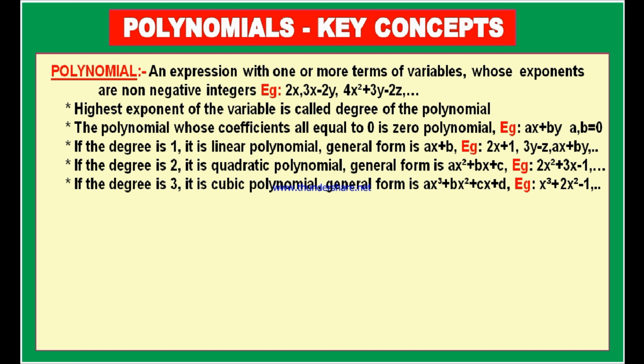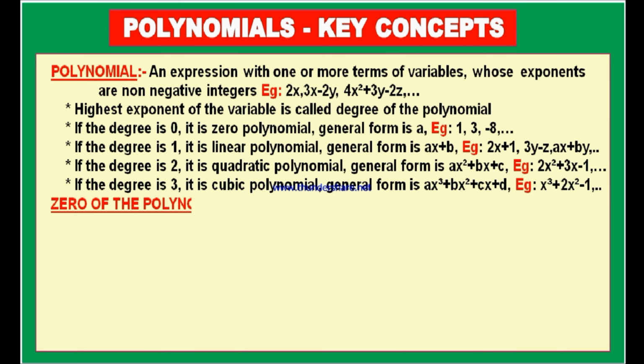Now you learn these general forms. The general form of a linear polynomial is ax plus b where a is not equal to 0. The general form of a quadratic polynomial is ax square plus bx plus c, a not equal to 0. And the general form of a cubic polynomial is ax cube plus bx square plus cx plus d, where a is not equal to 0. You will learn these, so that you may write an example for a linear polynomial, an example for a quadratic polynomial and an example for a cubic polynomial, and you verify whether your examples are in the general form or not. Okay, is it clear now?